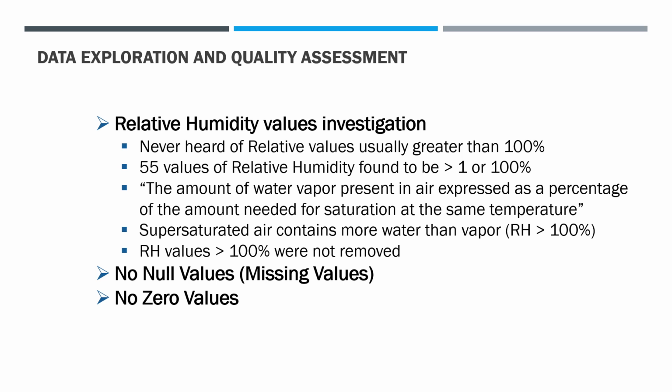So the relative humidity definition was looked at, which is the amount of water present in air expressed as a percentage of the amount needed for saturation at the same temperature. And there is a chance that supersaturated air might contain more water than vapor. So relative humidity can go above 100%. So these values, which were greater than 100%, were not removed from the data. For further data quality assessment, null values were looked at, no null or missing values were found, and there were also no zero values.